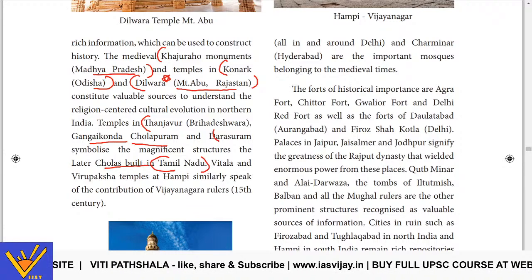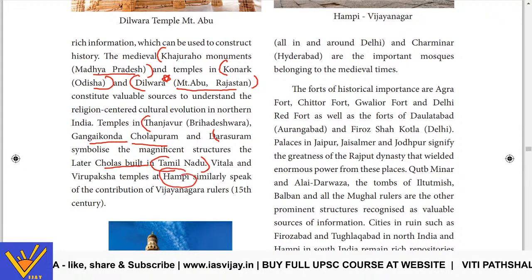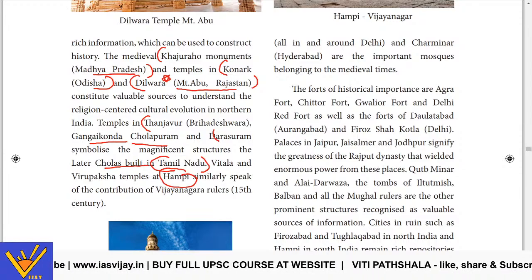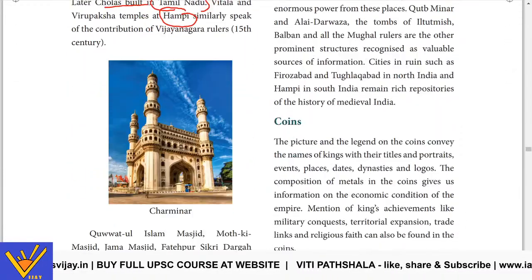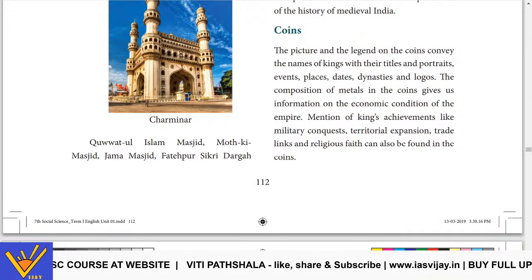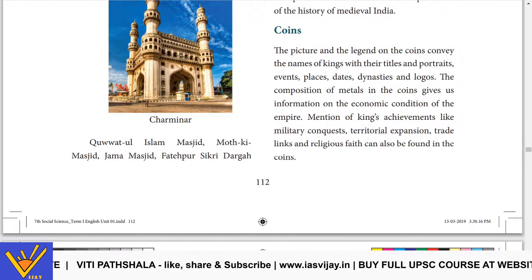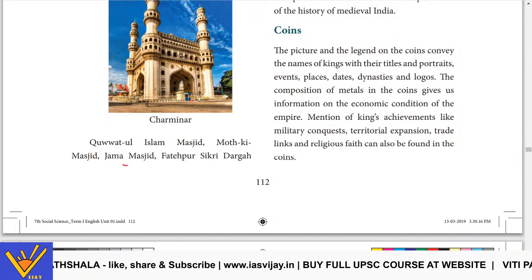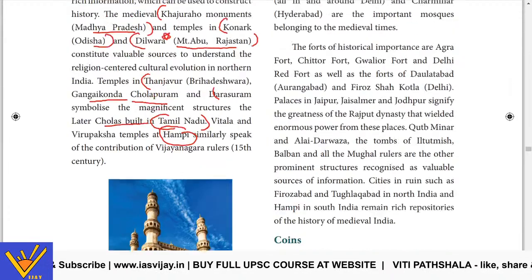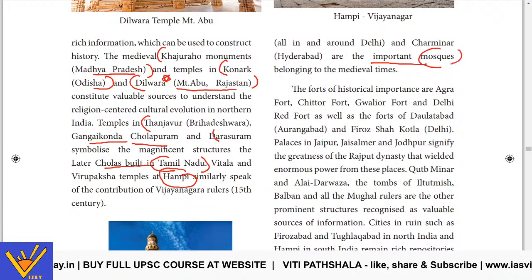This is also very important. Now, the Vithala and Virupaksha temples at Hampi similarly speak of the contribution of the Vijayanagar rulers. Konark Sun temple also of Odisha. Now, Quwwat-ul-Islam Masjid, Jama Masjid, Fatehpur Sikri Dargah, all around Delhi, and the Charminar, Hyderabad are the important mosques belonging to the medieval time.